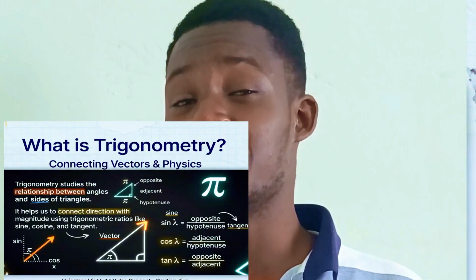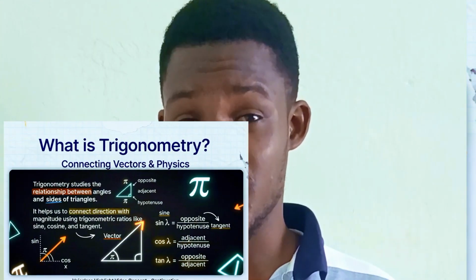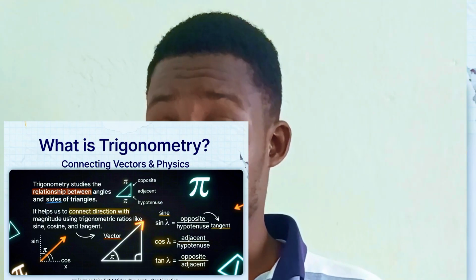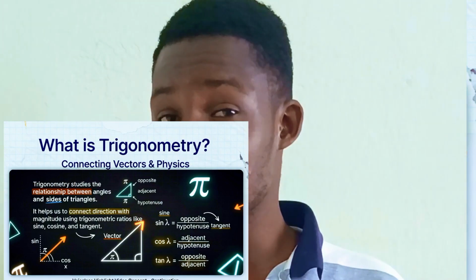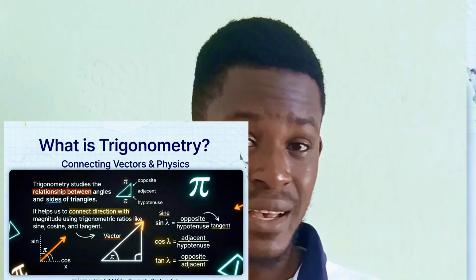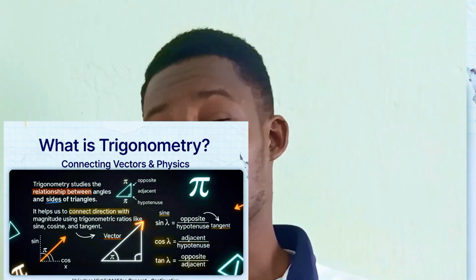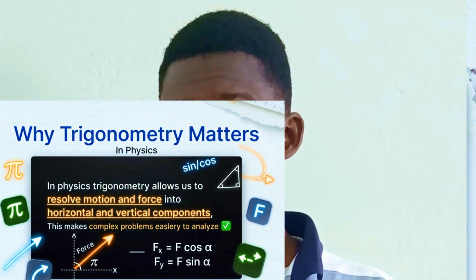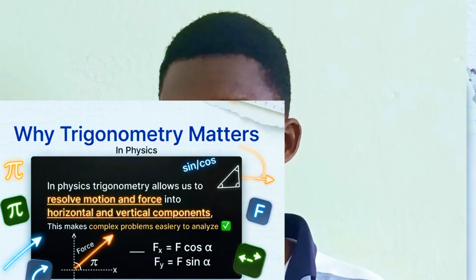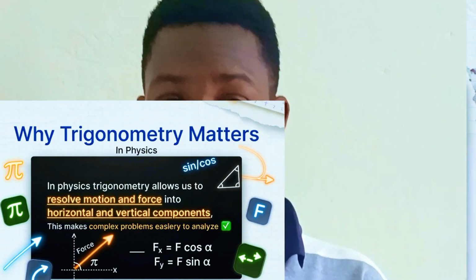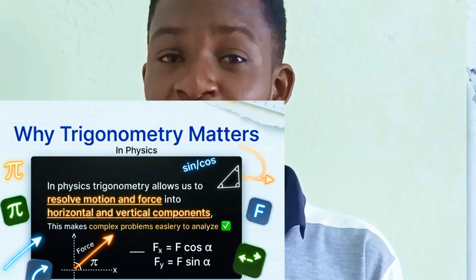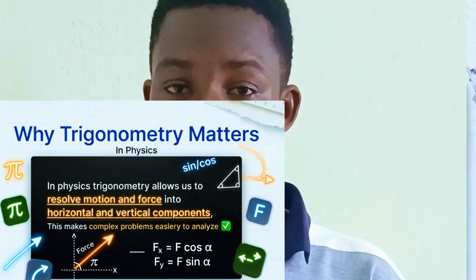Trigonometry studies the relationship between angles and sides of triangles. It helps us connect directions with magnitude using the trigonometric ratios sine, cosine, and tangent. Trigonometry allows us to resolve motion and forces into vertical and horizontal components. This makes complex concepts easier to analyze. But physics is not just about direction, it is also about change.